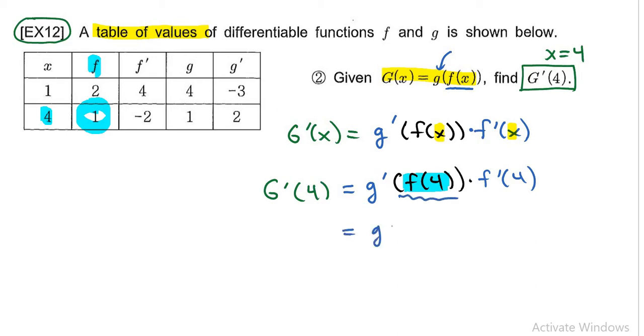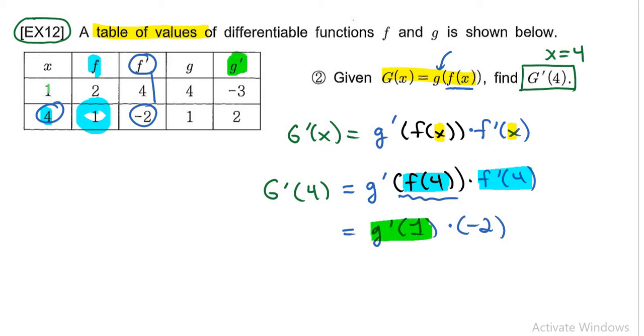So now I have g prime of 1 times f prime of 4. So here is f prime, there's 4. So f prime of 4 has a value of -2. So this will be -2. And then finally, I need to find the value of g prime of 1. So here's g prime, here's 1. So g prime of 1 would be -3. So this is going to be -3 times -2, and -3 times -2 has a value of 6.